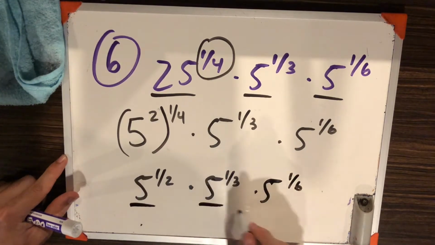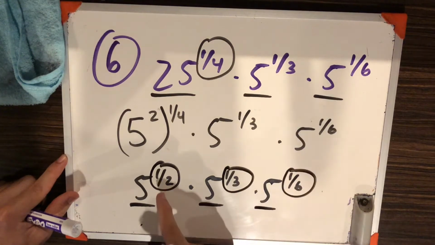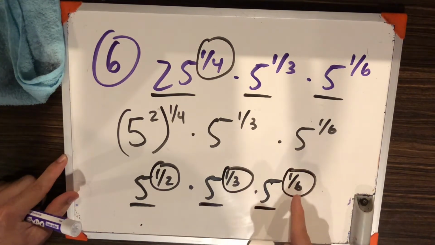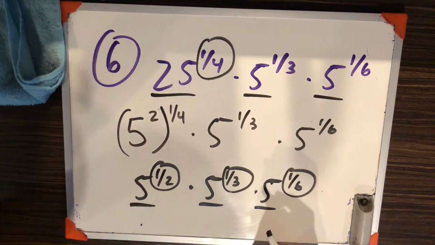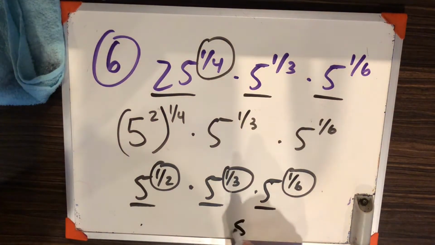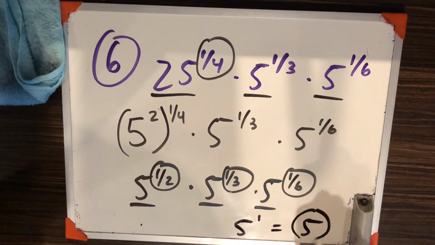I have the same base. What I can do is add my exponents. 1 over 2 plus 1 over 3 plus 1 over 6 would end up being 1. So now I have 5 to the first power. That would just be 5 as my final answer.